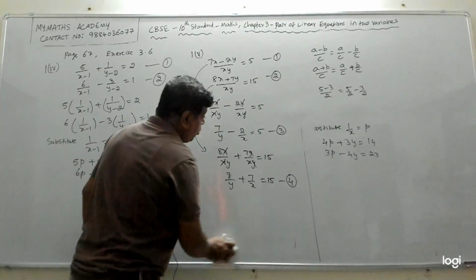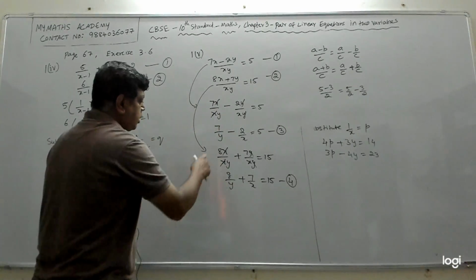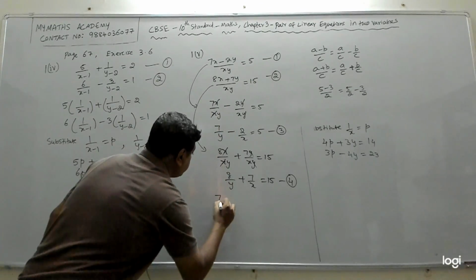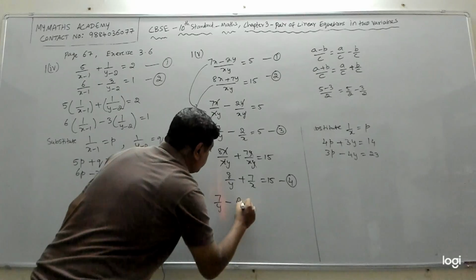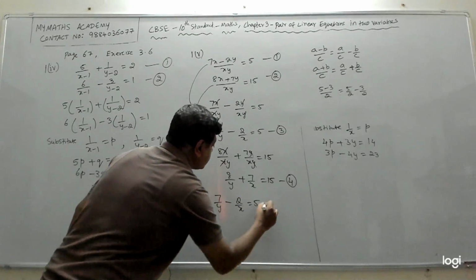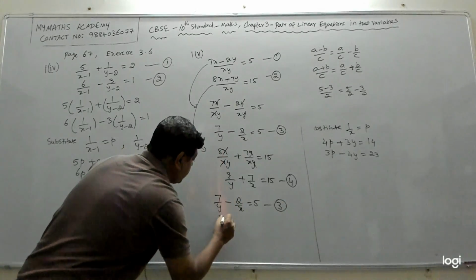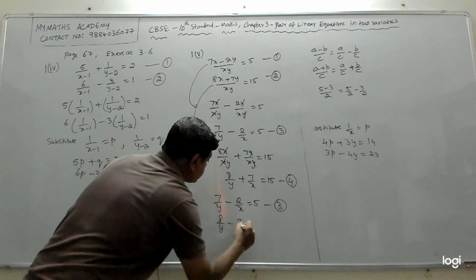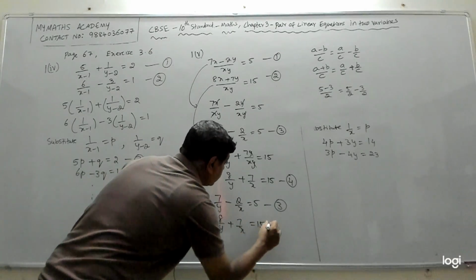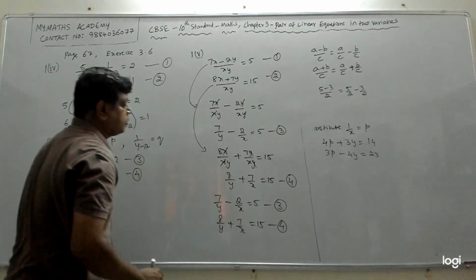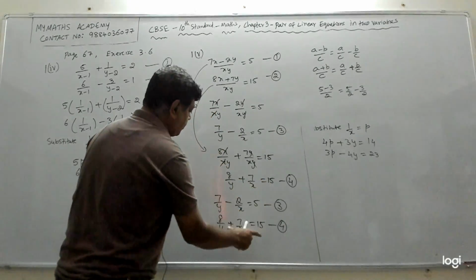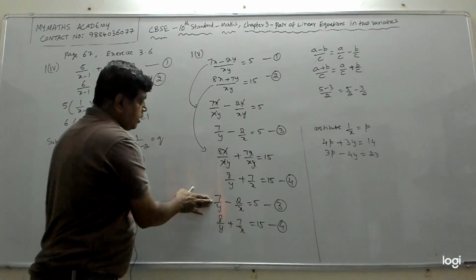Fine. Now the equations have become like this. We have 7 by y minus 2 by x equal to 5. This is the third equation, and this one is 8 by y plus 7 by x equal to 15. This is your fourth equation. Third and fourth.